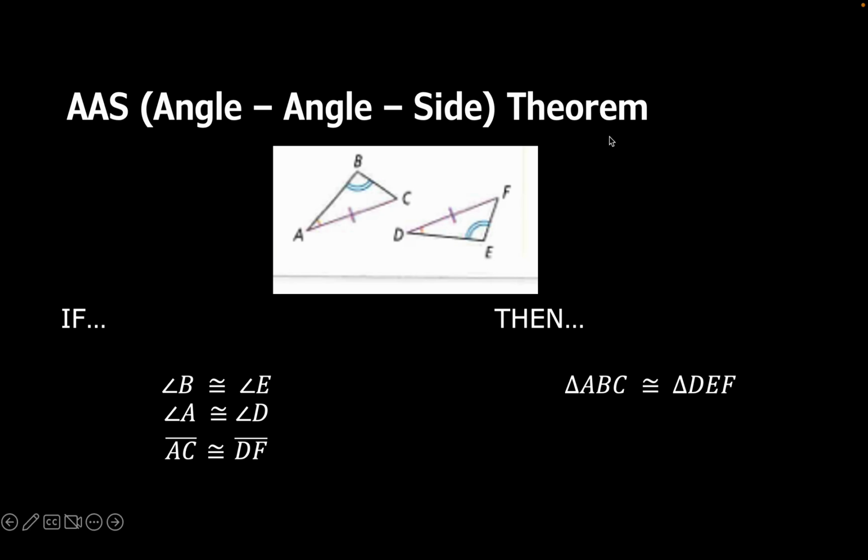Just like with all the other theorems, we're just going to walk around the triangle. So angle, angle, side. If I know that angle B is congruent to angle E, and I know that angle A is congruent to angle D, and I know that side AC is congruent to side DF, then I know that triangle ABC is congruent to triangle DEF. This triangle is congruent to that triangle.